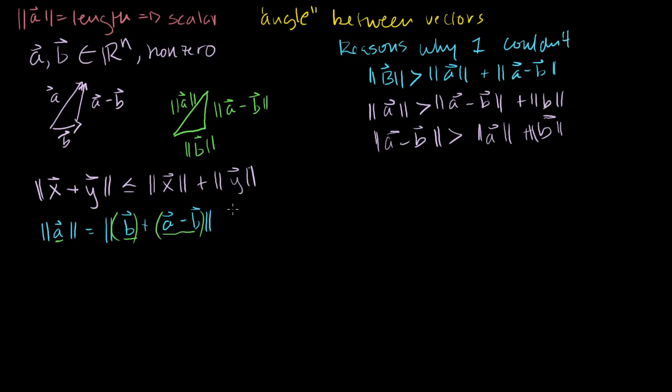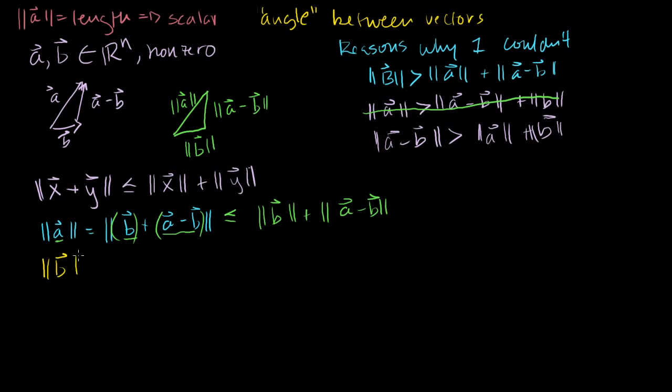And I say, well, you know what? By the triangle inequality, which we proved, this is going to be less than or equal to the lengths of each of these vectors: the length of vector B plus the length of vector A minus B. So we know that the length of A is less than or equal to the sum of that one and that one. So we don't have to worry about this being our problem. We know that that is not true.